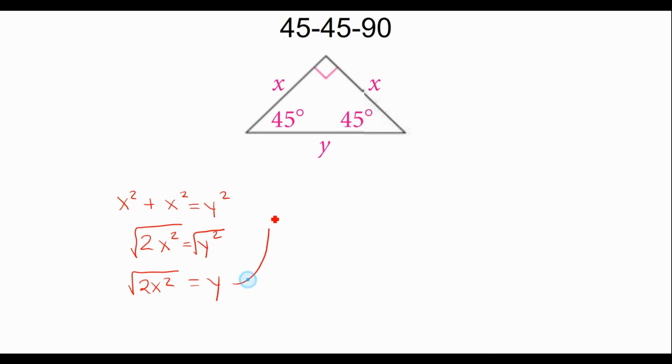Now when we simplify this, this means that the square root of 2 times the square root of x squared equals y. The square root of 2 doesn't simplify, it stays the same. However, the square root of x squared becomes just x. So we can write the relationship as x root 2 equals y. So instead of considering it to be y, we can now consider this to be x root 2. And these are basic relationships for a 45, 45, 90 triangle.